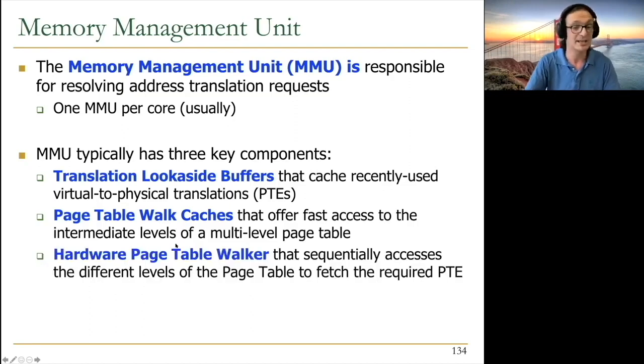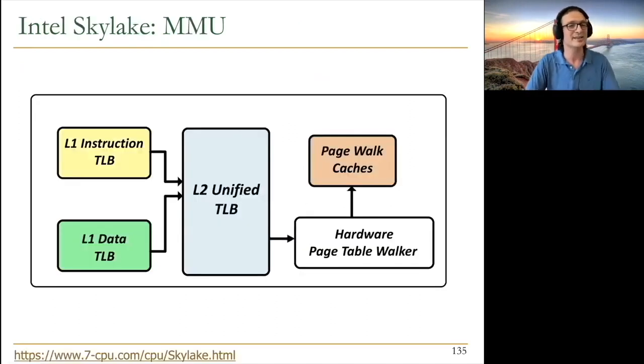And then there is the hardware page table walker that sequentially does the page table walk, accessing the different levels of the page table to fetch the required PTE. And this is all in hardware. So now we can see that there's a big hardware component over here. Okay, let's take a look at this MMU. Let's tear it apart in an Intel Skylake system, which is reasonably new.